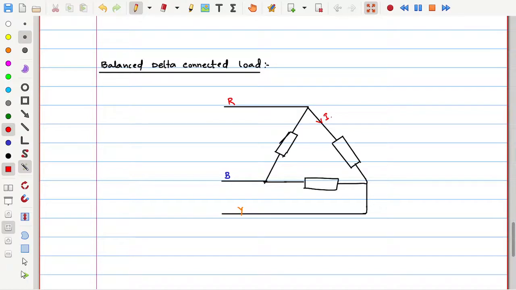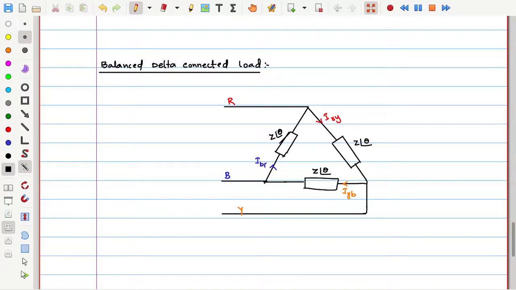Previously we used small case letters, so now I can use the same kind of thing, no issue. IRY is the phase current, and let me say this one as IYB is the phase current, and IBR is another phase current. And what about the impedances of these loads? The impedance of this load is Z at an angle theta. This also Z at an angle theta, and this also Z at an angle theta.